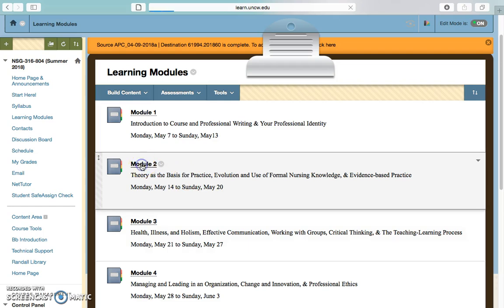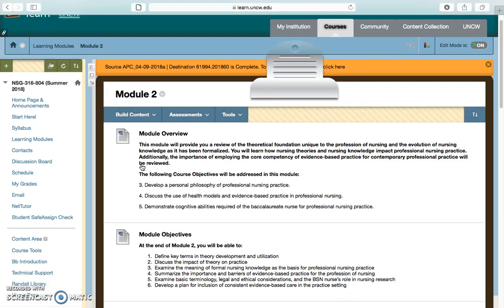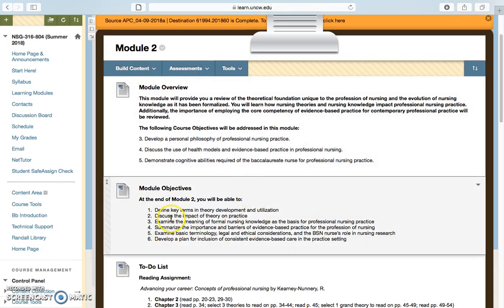So when you log into the course, let's take a look at Module 2. The first thing you'll see is the module overview and the module objectives. This week we're going to be looking a little bit at the theoretical foundation that's unique to the profession of nursing. We will be applying that to the discussion board and also assignment preparation.